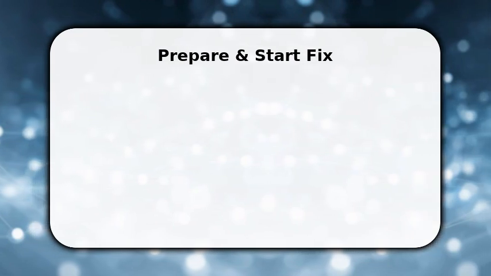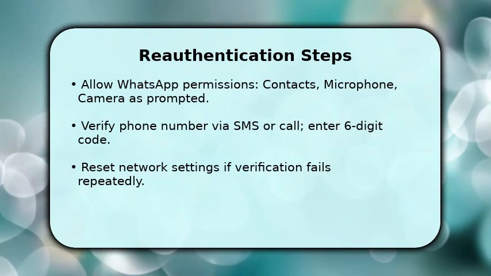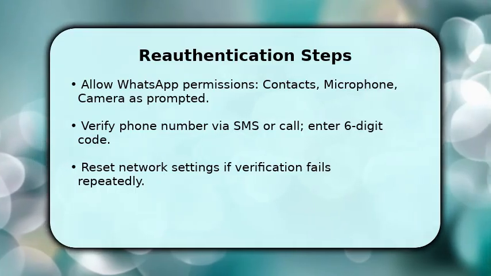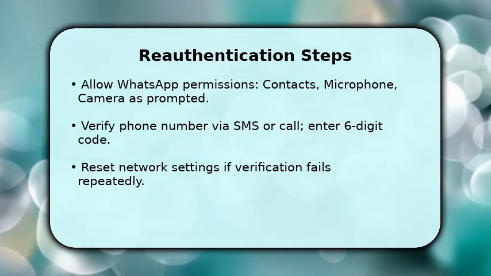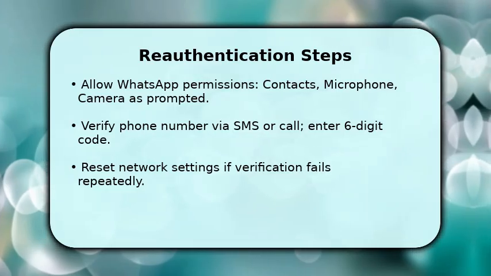Next, re-authenticate and resolve permission roadblocks. When WhatsApp asks, grant contacts and notification permissions so your chats and numbers sync correctly. Denial can break recent connection lists.